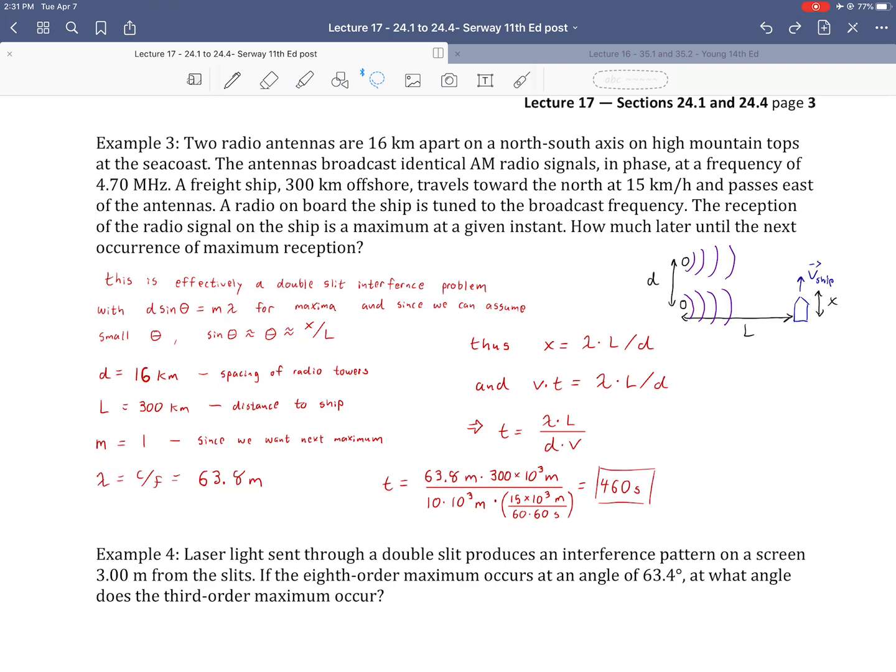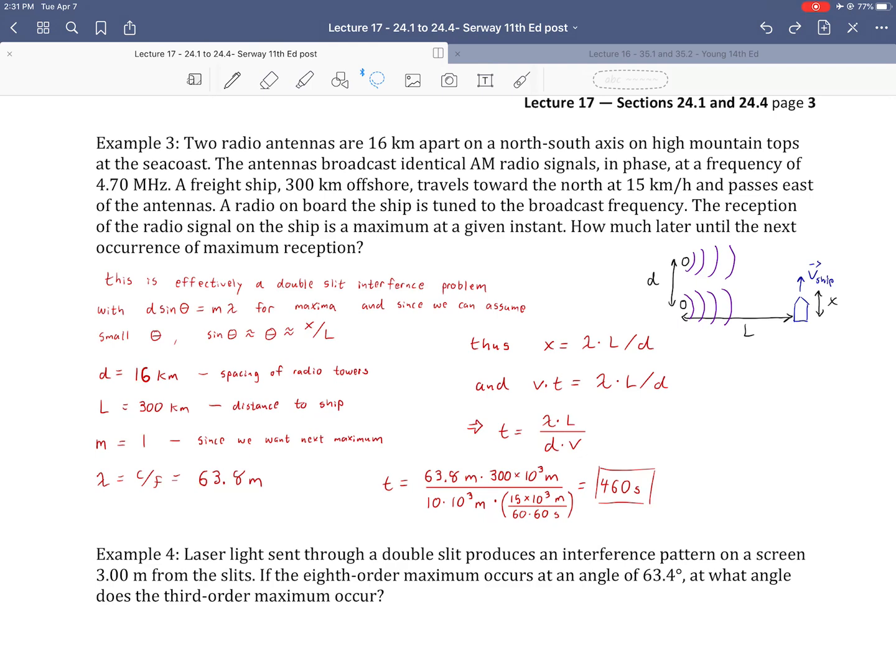Because a lot of problems will ask for spacing between bright spots, and that's the idea of just taking a one integer step. Okay, and then we're going to go ahead and find the wavelength of our light. Our light, we're told, has a frequency of 4.7 megahertz. If we take the speed of light and divide it by that frequency, we end up with 63.8.